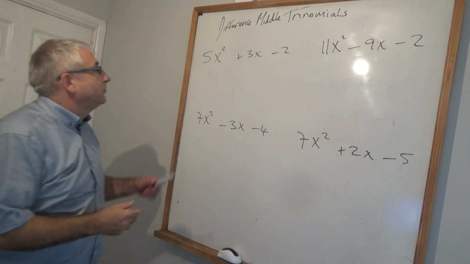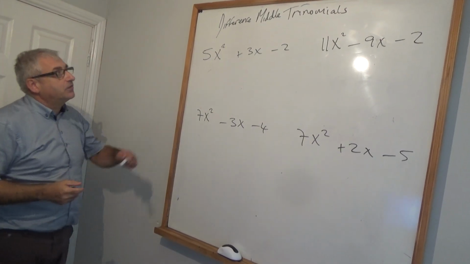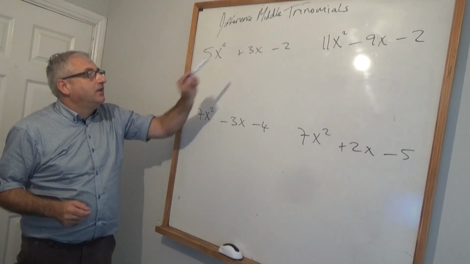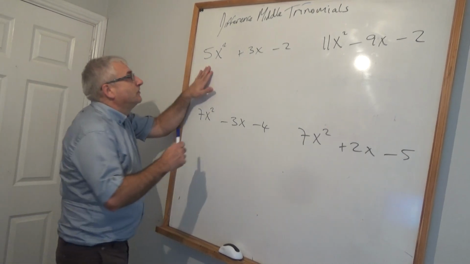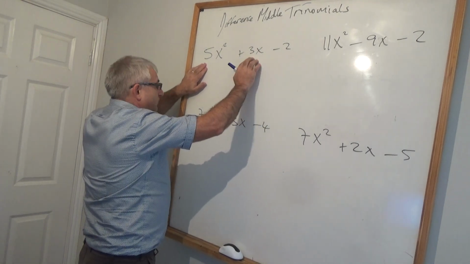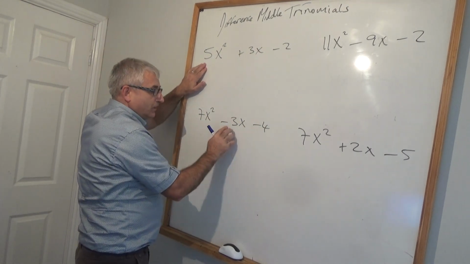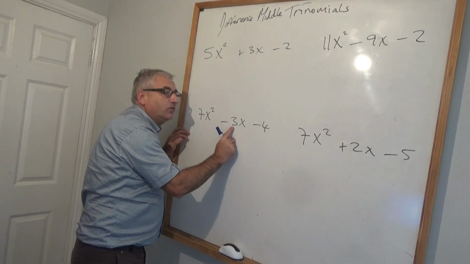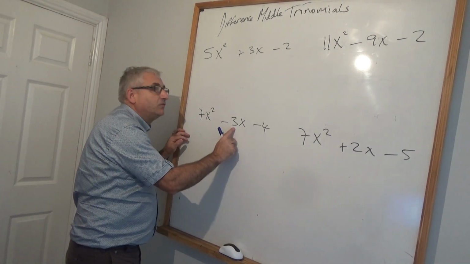Okay, so we're going on to look at some further factorizations. In particular, all of these will have a difference, the absolute value of the difference. 5 take away 2 is 3. 7 take away 4. Now there's a negative here, that's irrelevant. 7 take away 4 is 3. So we look at the absolute value of the middle.